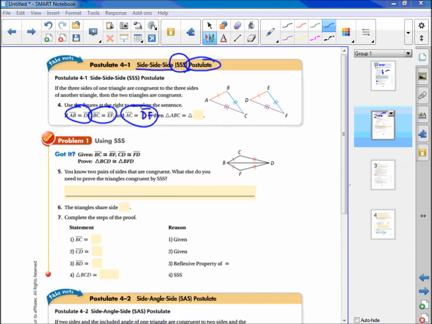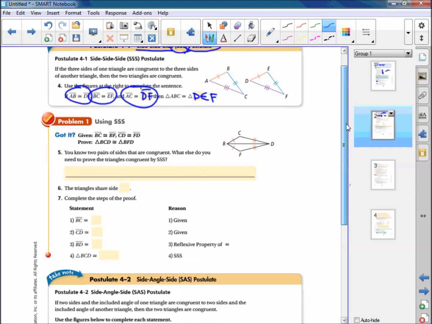All right, so A was the point that was between the red and the purple, so that means D has to come first here. B was the point that was between the red and the blue, so E has to come first here. And C was the point between the purple and the blue, so F has to come first here. So triangle DEF. All right. Okay, so using side, side, side.